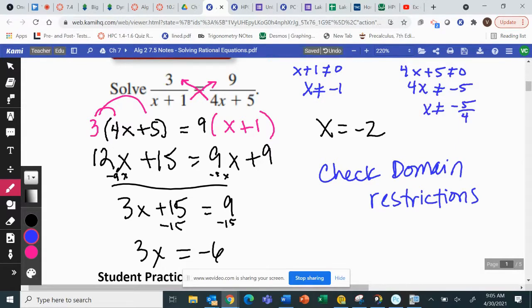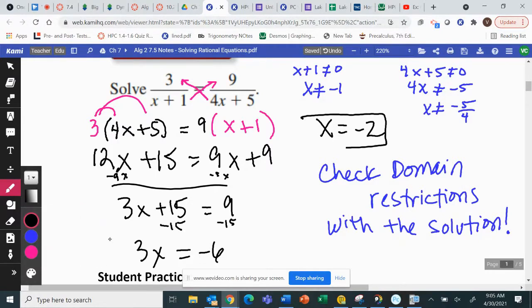I'm going to check those domain restrictions with the answer I got. So I got x equals negative 2. X is not allowed to equal negative 1, and it's not allowed to equal negative 5/4. Are we good? Let me say that again. I got x equals negative 2 for my answer. From the domain restrictions, it's not allowed to equal negative 1, but it's not. And it's not allowed to equal negative 5/4, and it's not. So this is the answer.